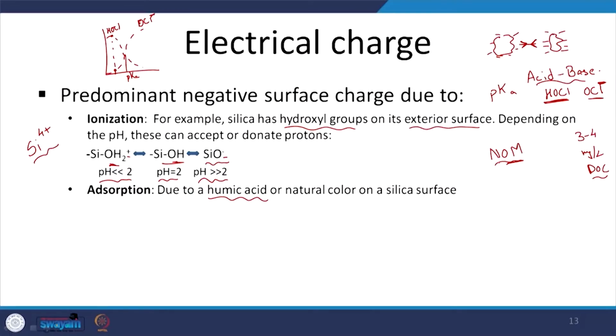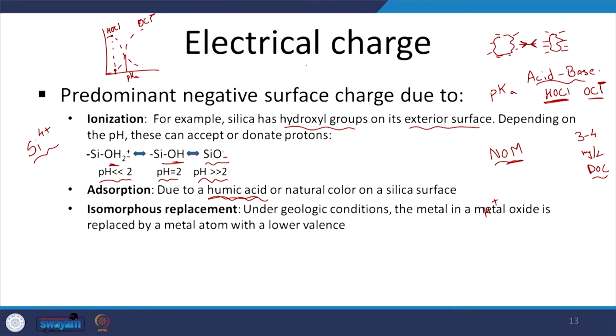We saw one general structure for this natural organic matter when we were discussing disinfection in wastewater. There are different functional groups which can release H plus, and most of them do release their H plus. That is why they have a negative charge, and this humic acid or natural organic matter will lead to a negative charge on the surface. So, that is another thing to keep in mind.